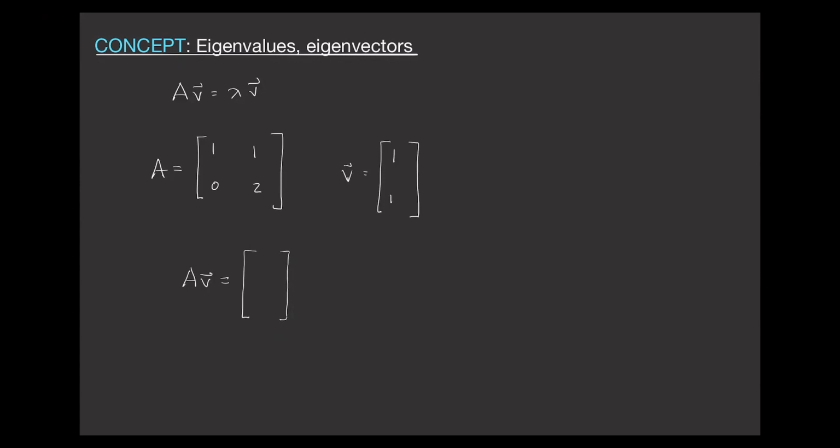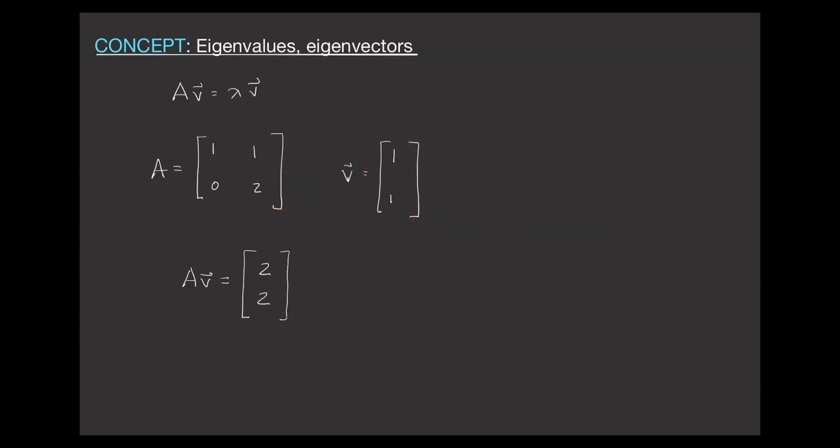You will end up with the vector being 2, 2. So you take this row times this column, and if you take 1, 1 times 1, 1, you get 1 times 1 is 1 plus 1 times 1 is 1, so you get 2. Then you take this row times this column, and you get 0 times 1 is 0 plus 2 times 1 is 2.